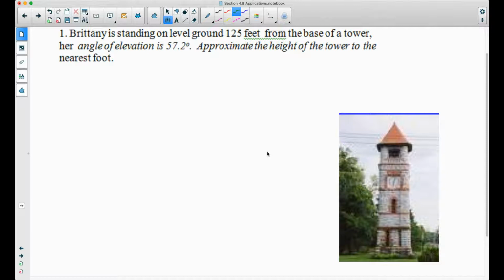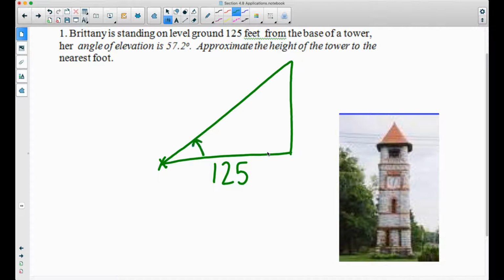All right, so Brittany is standing on level ground 125 feet away from the base of a tower. Here's Brittany. Her angle of elevation is 57.2 degrees, which if I see that in the word problem, automatically I'm going to make a note of it so I don't forget it. I think a lot of y'all forgot to change your mode on your calculator too on the test. Find the height of the tower to the nearest foot.